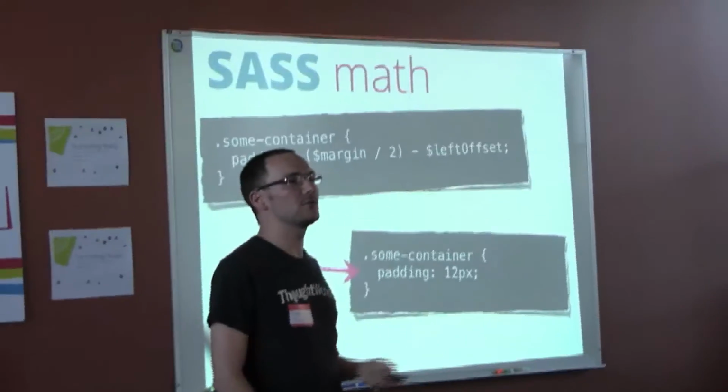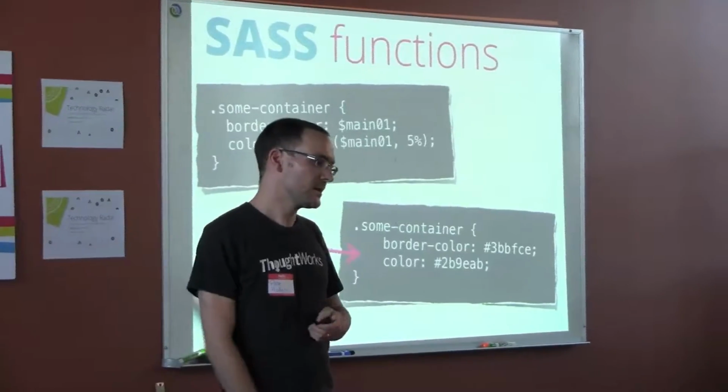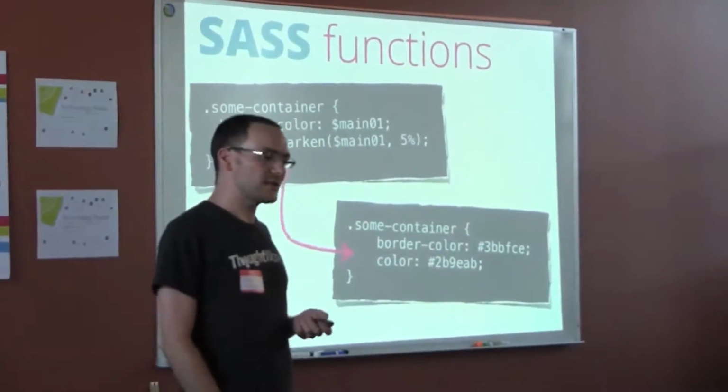Intent of what you're doing rather than just having a random magic number with a comment maybe next to it. Next up, you've got functions. So this is pretty cool. This is actually really powerful stuff.